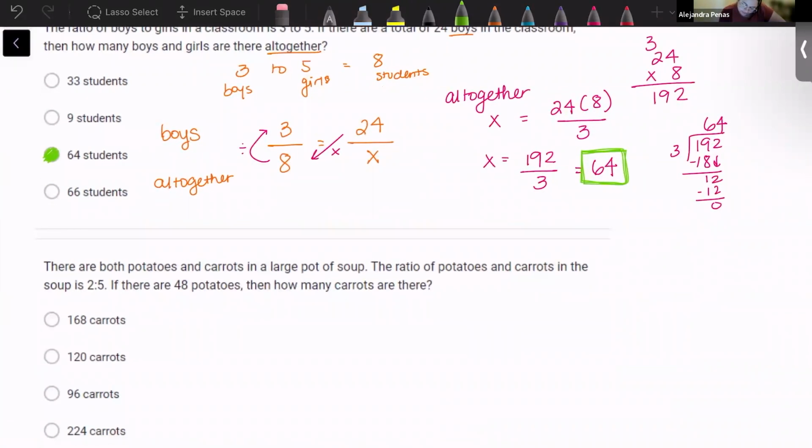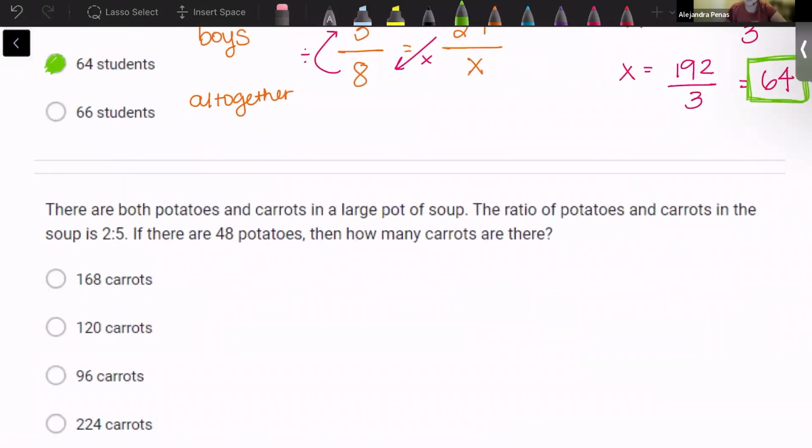There are both potatoes and carrots in a large pot of soup. The ratio of potatoes and carrots in the soup is 2 to 5. If there are 48 potatoes, then how many carrots are there? So this one's even easier because you're not dealing with a total. You're literally just dealing with the carrots and potatoes.